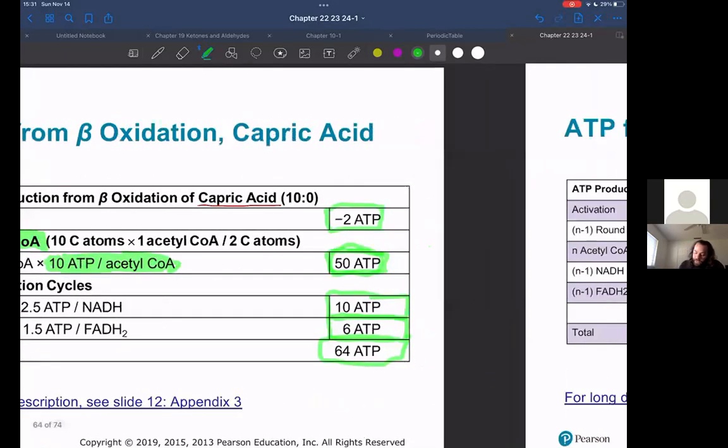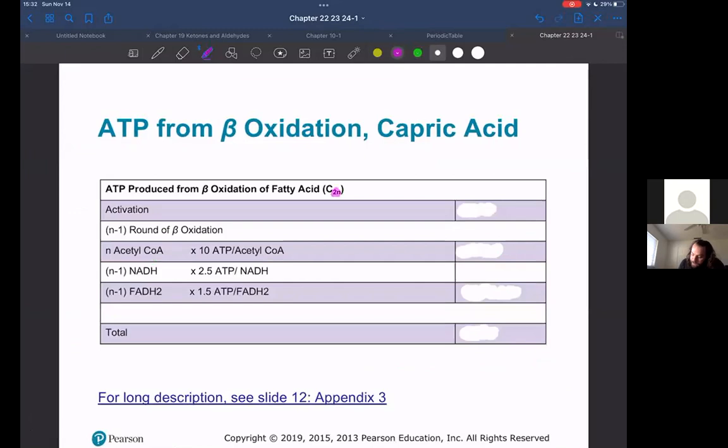Okay, let's do it again, but again taking this generic fatty acid that contains 2N number of carbons. So again, if I had C20, that means that N would equal 10. So make sure you're understanding how I'm getting this N number here.